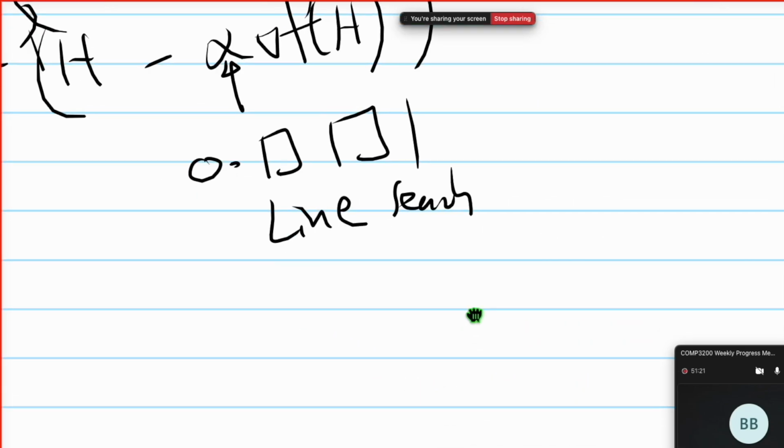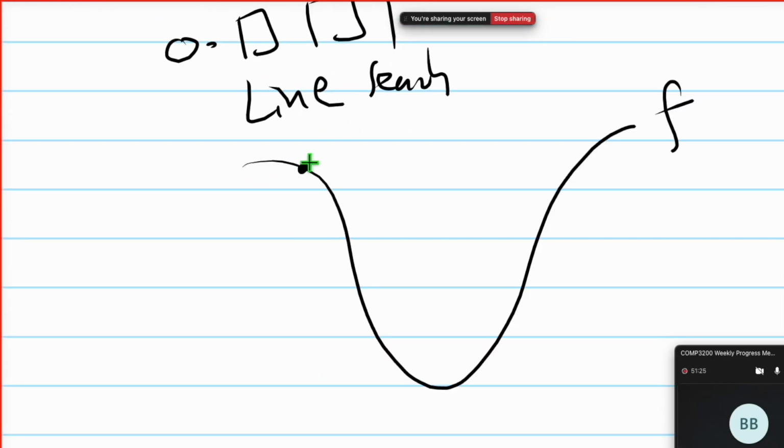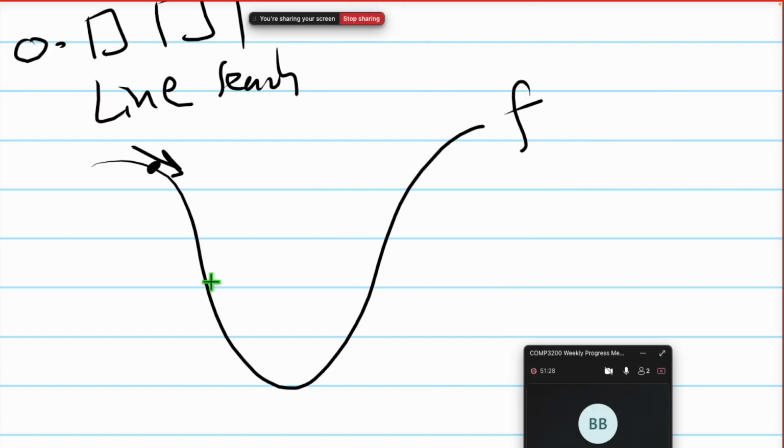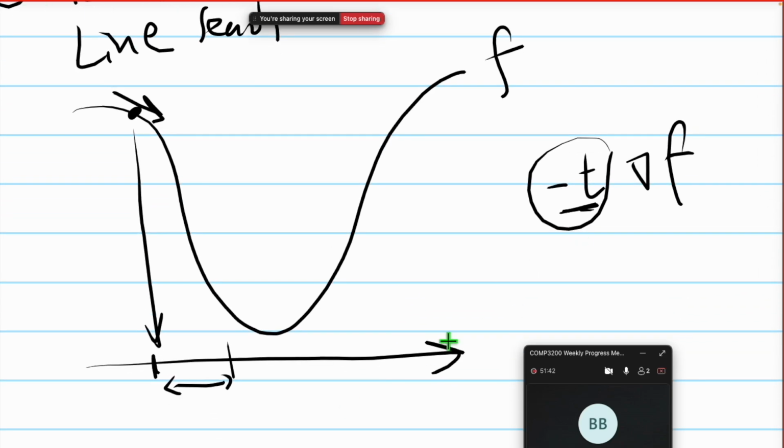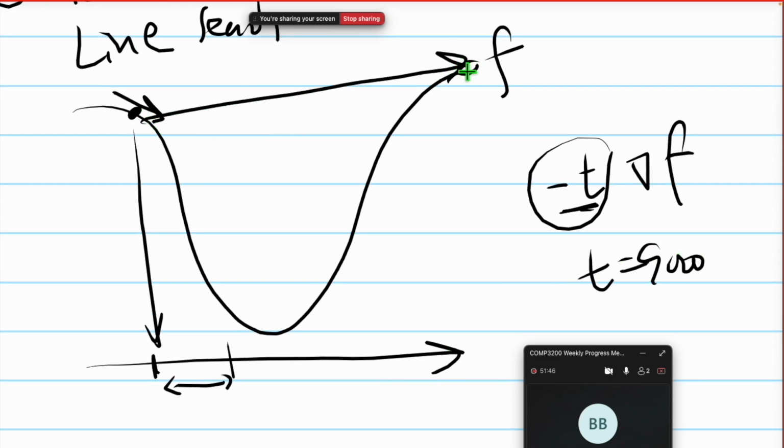You have a function. Now let's say I have a function that looks like this. You are now here. The gradient gives you this direction. So minus t gradient, right? This is how much you move here. So this is my point here. So this amount is the t. Imagine if t is 9,000, you move to here. This is 9,000. Your step size is too big. And you make it small. Then you move to here.